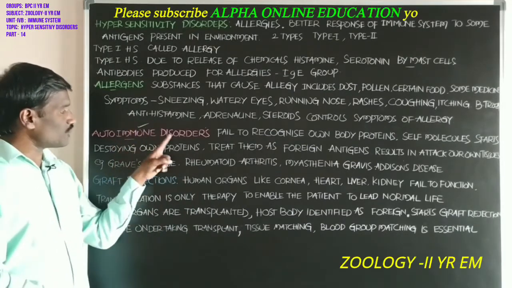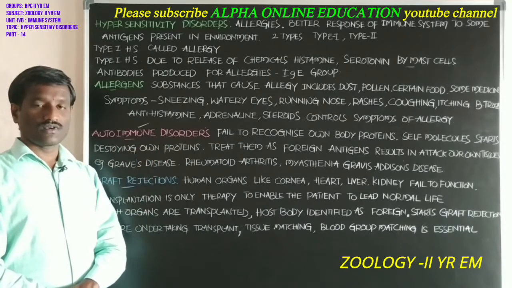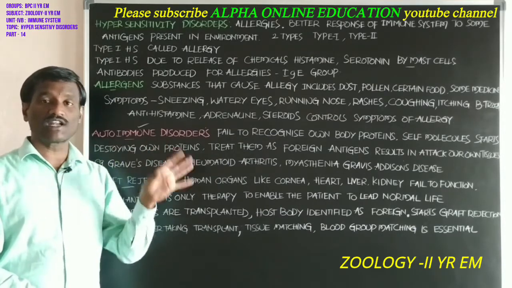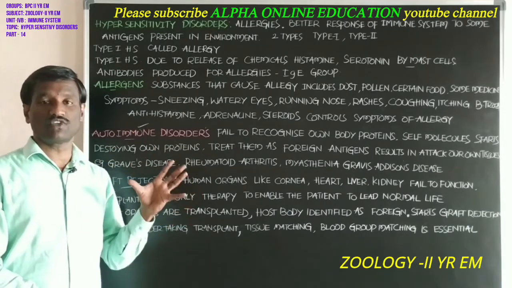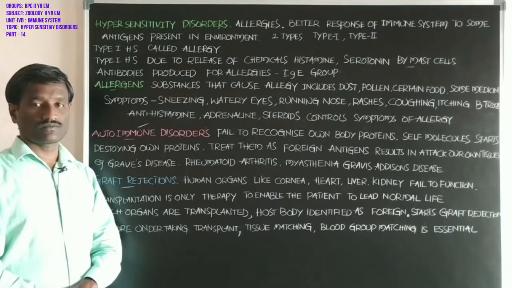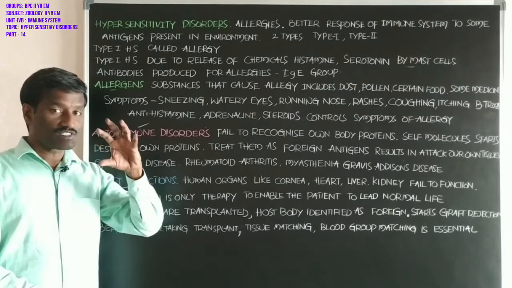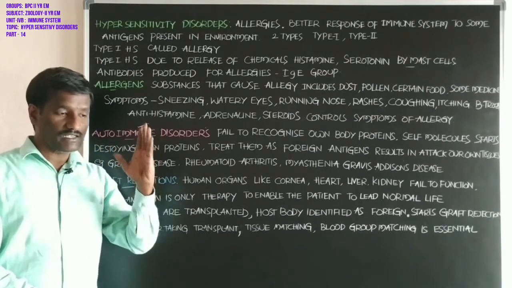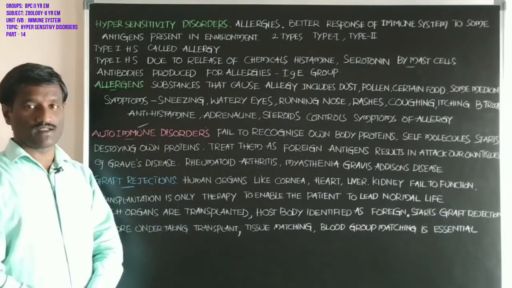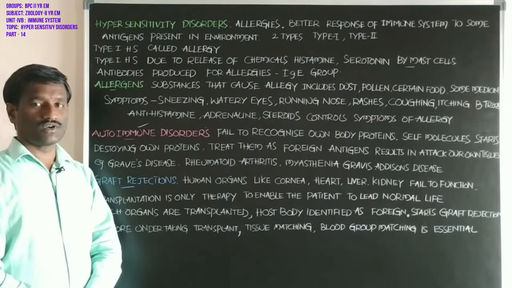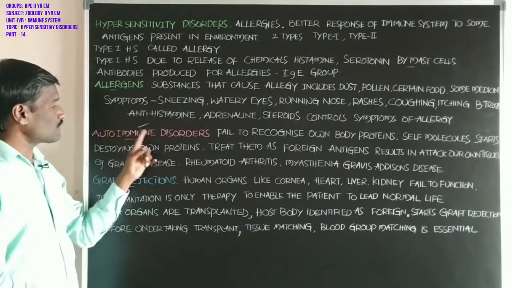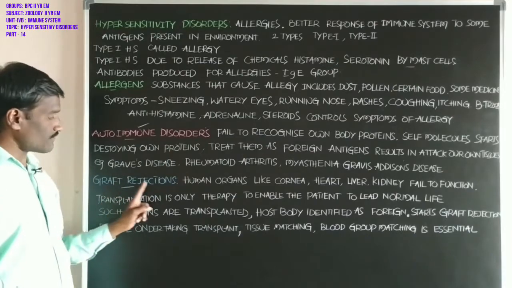Next, autoimmune disorders are also treated by using immunosuppressant drugs. These drugs or medicines suppress the immune system of the body. Okay student, this is about hypersensitivity disorders, autoimmune disorders, and graft rejections.